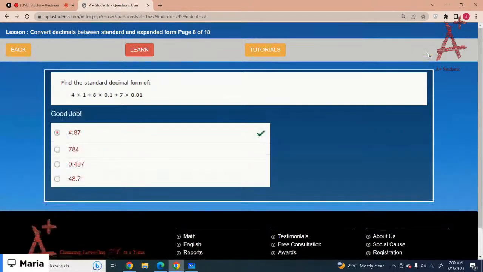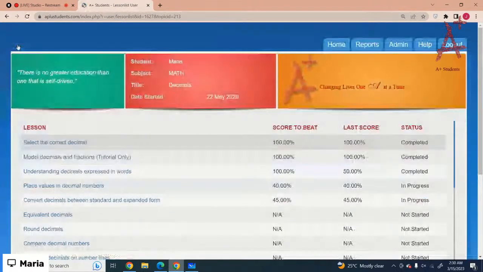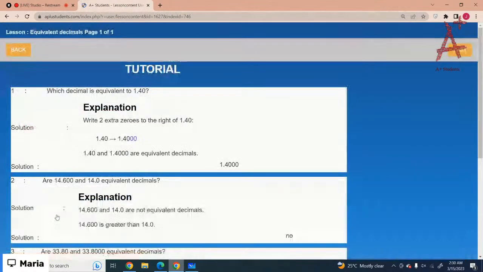Okay, you can complete the test by yourself later today. Let me just move on to the next lesson. And the next lesson is equivalent decimals. Let's just start with the equivalent decimals. So which decimal is equivalent to 1.4? You are not given options here. Let's just start with the test questions.